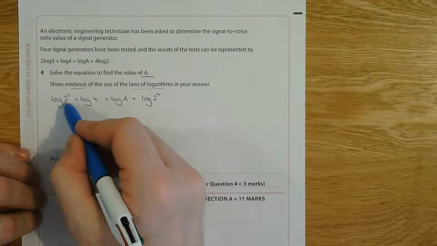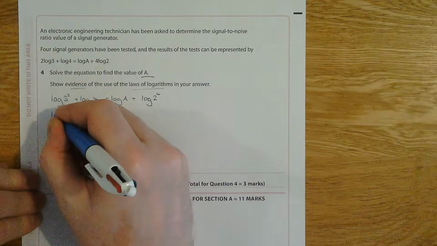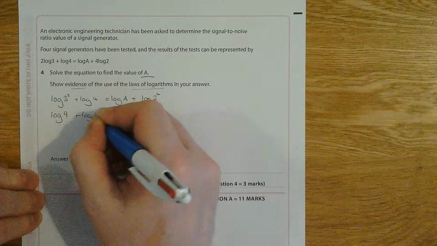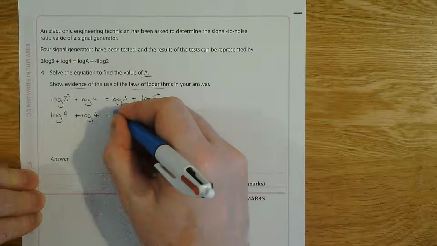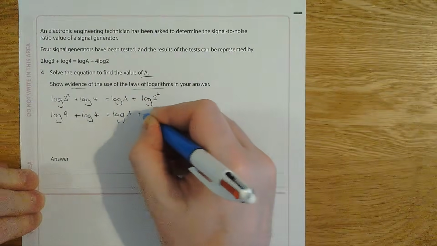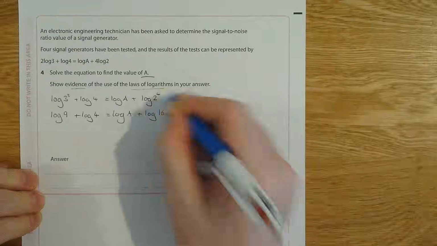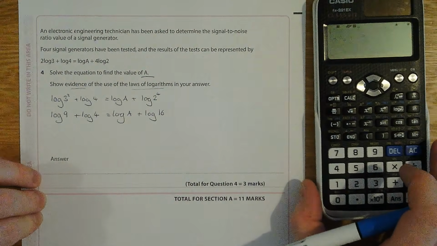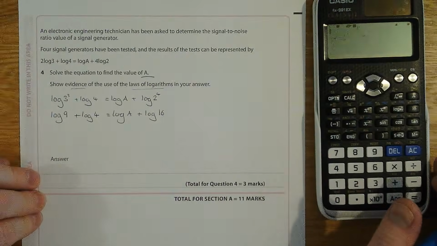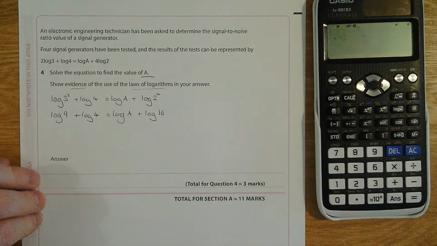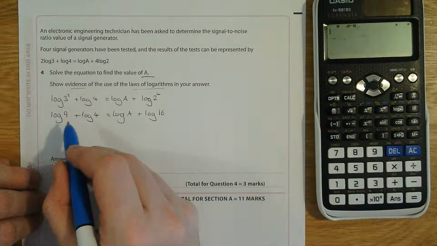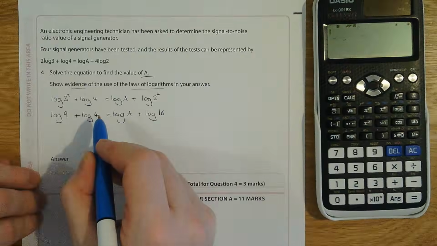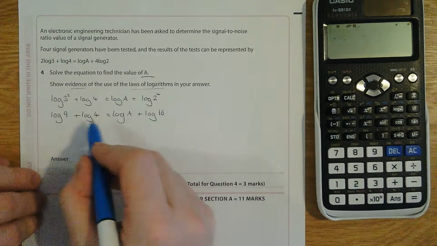Next, I'm going to just evaluate this part here. And that's going to give me log 9 plus log 4 equals log A plus log 16. I know that 2 to the 4 is 16, but feel free to use your calculator when you're working that sort of thing out. One little side note here, and it's one of my pet hates as a teacher. For some reason, people's 9s and their 4s sometimes look completely the same. And that doesn't really work as a means of writing, so just make sure your handwriting's clear with 9s and 4s.